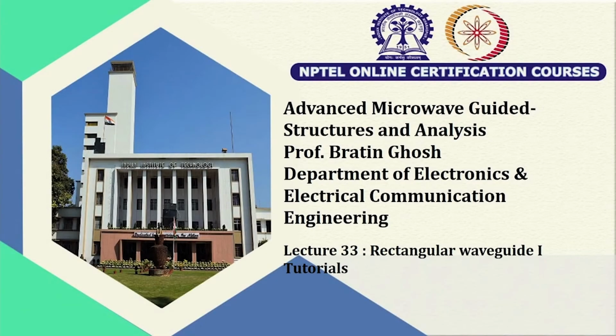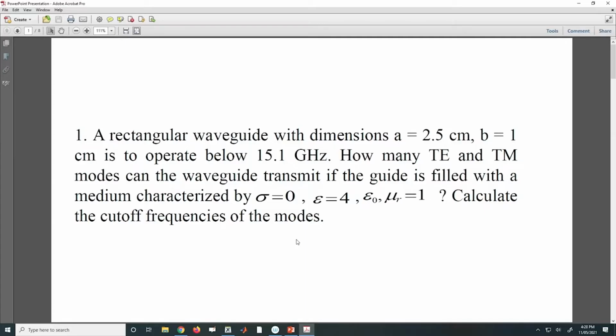Hello everyone. Today we will solve numerical problems based on rectangular waveguide. Our first problem states that a rectangular waveguide with dimensions a equals 2.5 centimeter, b equals 1 centimeter is to operate below 15.1 gigahertz. How many TE and TM modes can the waveguide transmit if the guide is filled with a medium characterized by sigma equals 0, epsilon equals 4 epsilon naught, and mu r equals 1. Calculate the cutoff frequencies of the modes.